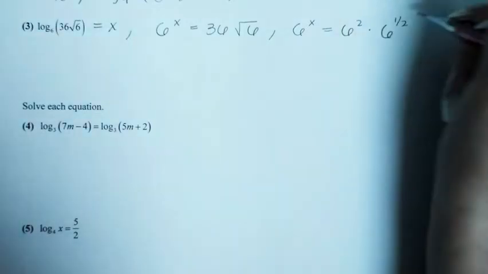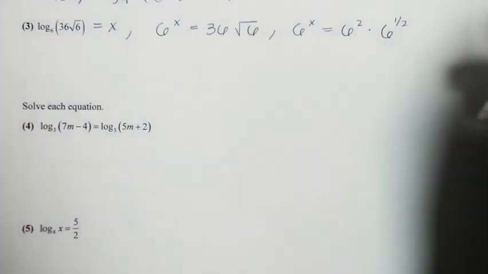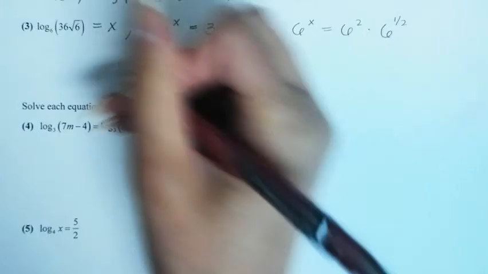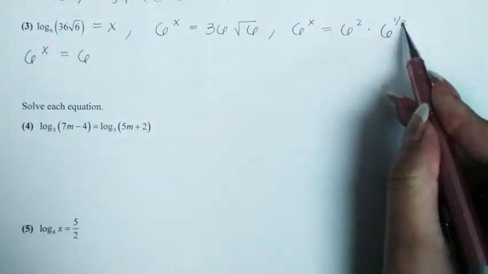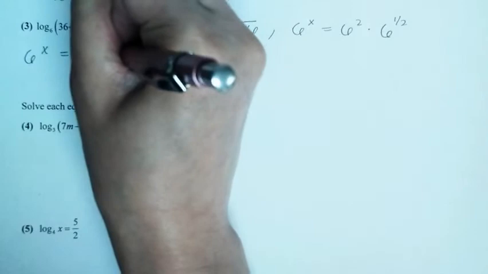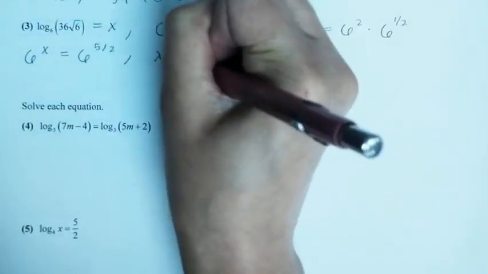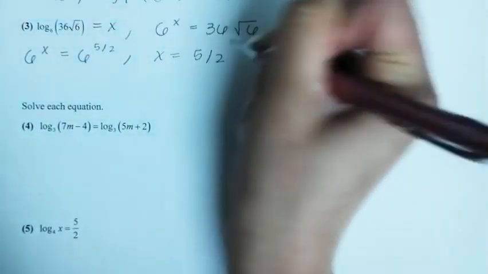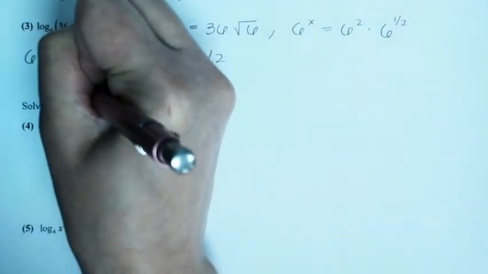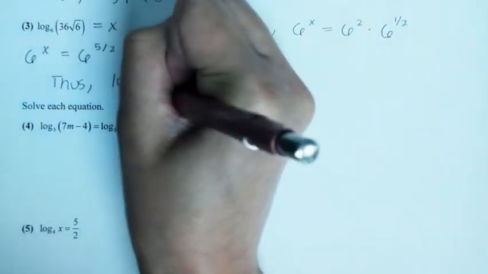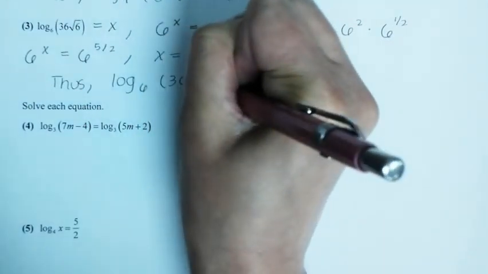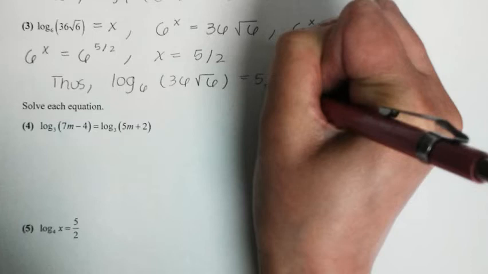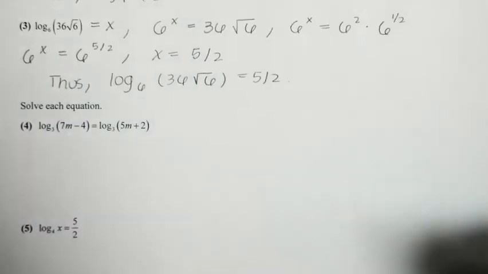1/2. Now, using exponent properties, you have that 6 to the power of x is going to be equal to 6 to the power of 2 plus 1/2, which is 5/2. From here, you know that x is equal to 5 over 2. Therefore, what can you conclude? Well, you can conclude that log base 6 of 36 root 6 is equal to 5 over 2. Okay, so that's what we have for this one.